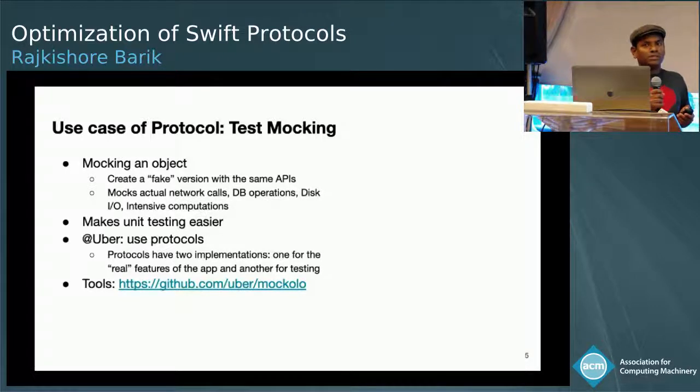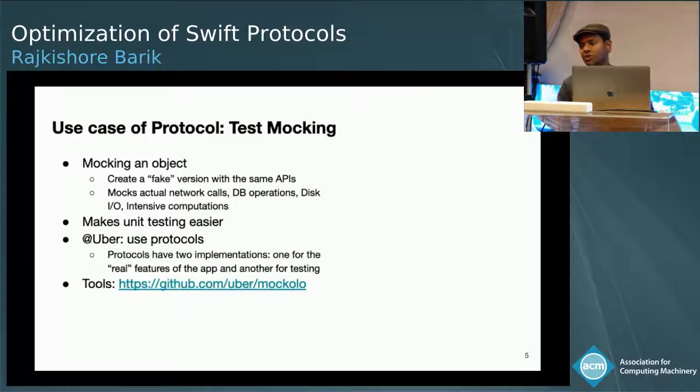It's an interesting feature because in order to test your code, you don't want to really do the database operations. You just want to mock those database operations or networking calls. All these you want to mock as much as possible. And this is one way: you define a protocol and you have two implementations. One is the real implementation and one is the fake implementation that fakes all the network calls, DB operations, and IO operations.